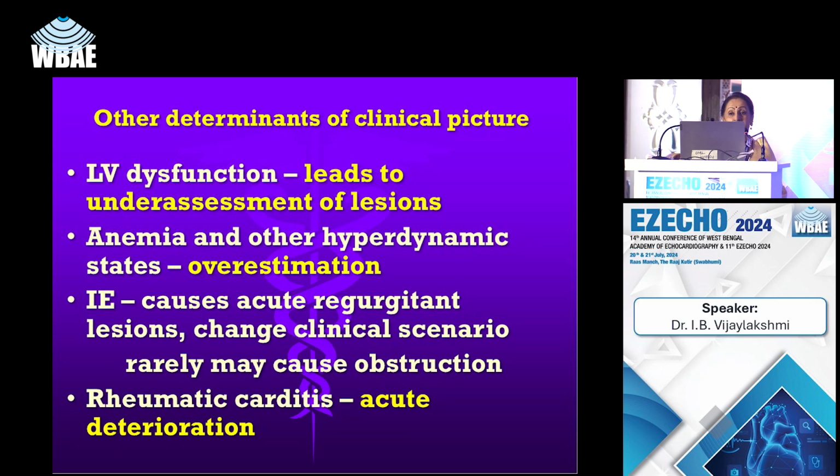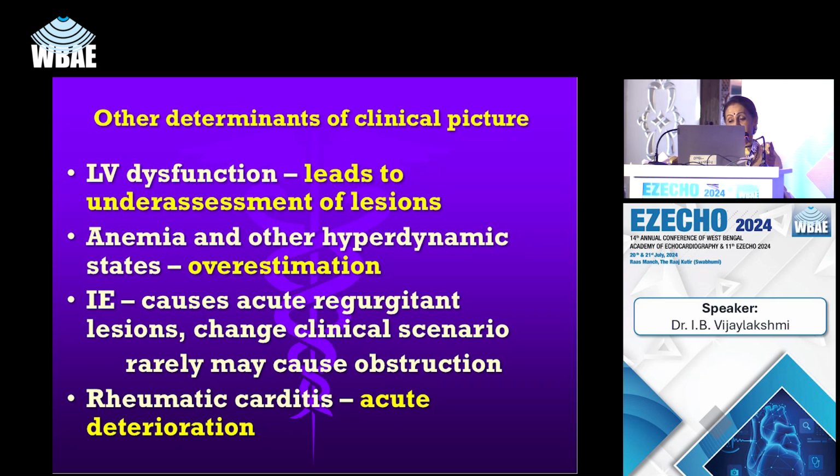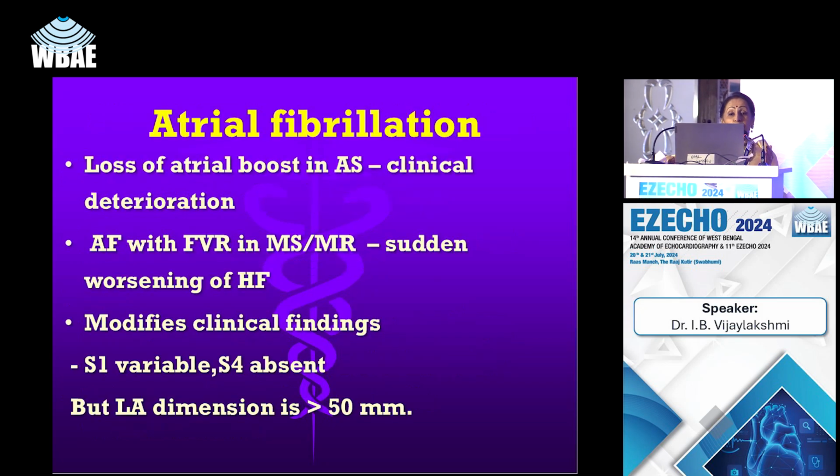What are the other determinants of the clinical picture? LV dysfunction invariably leads to underestimation of the lesion. Anemia or other hyperdynamic states will overestimate the lesion. Infective endocarditis-associated acute regurgitant lesions change the clinical scenario, and rheumatic carditis, if there is a recrudescence of rheumatic activity, will deteriorate suddenly. The presence of atrial fibrillation also modifies the picture.